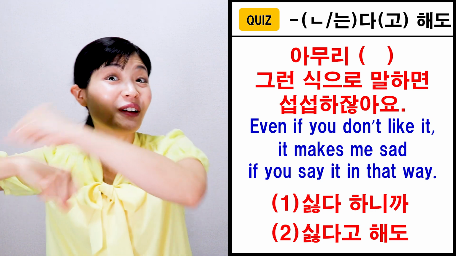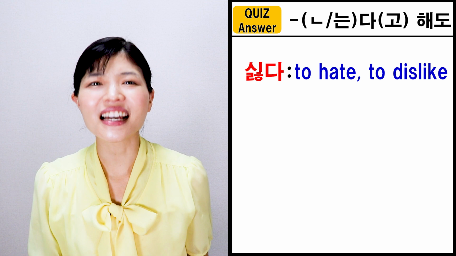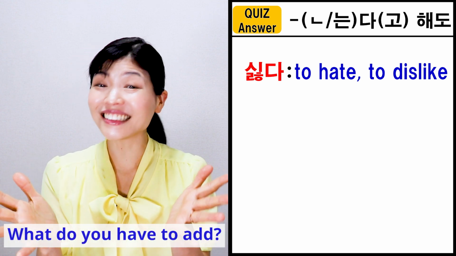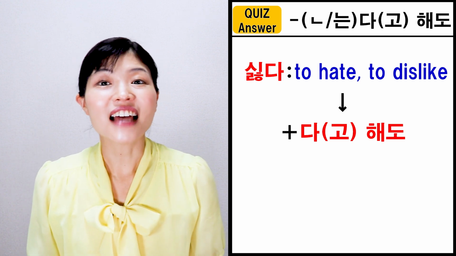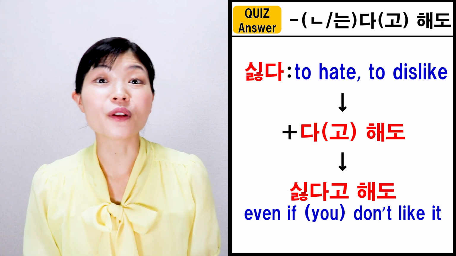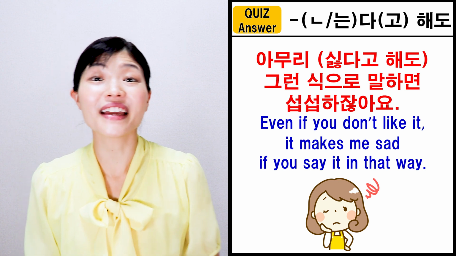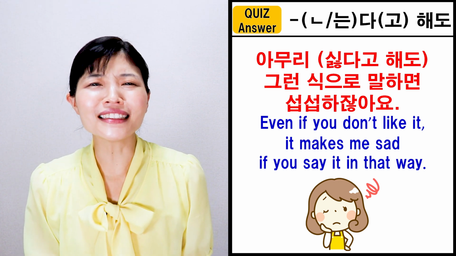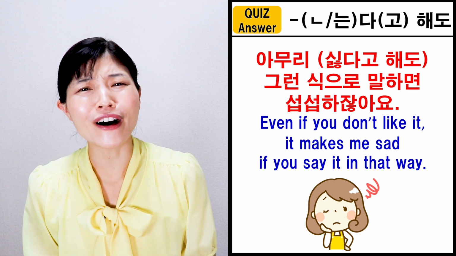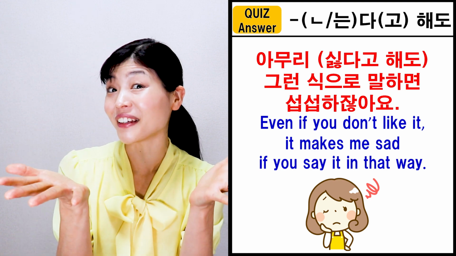The correct answer is number 2. 싫다, to hate, to dislike is an adjective. So what do you have to add? Yes, you add 다고 해도 to make 싫다고 해도, even if you don't like it. Then let's read it together as if you hate it the way he talked. 아무리 싫다고 해도 그런 식으로 말하면 섭섭하잖아요. Please read it again and again until you can say it naturally.